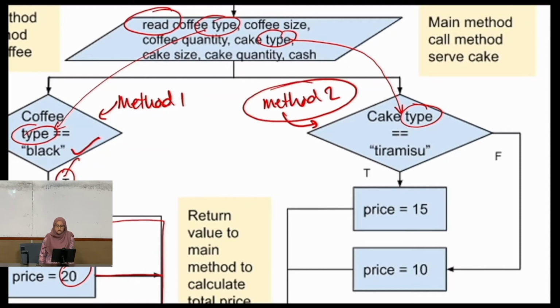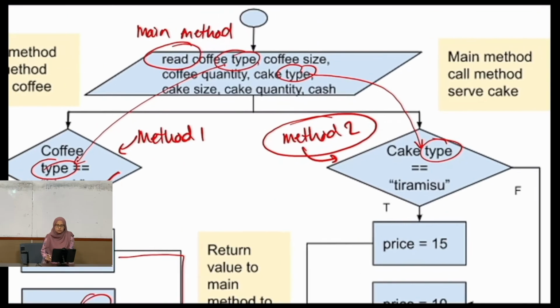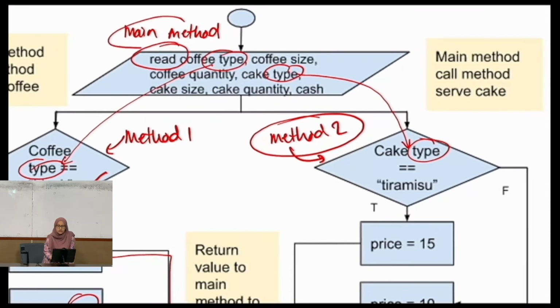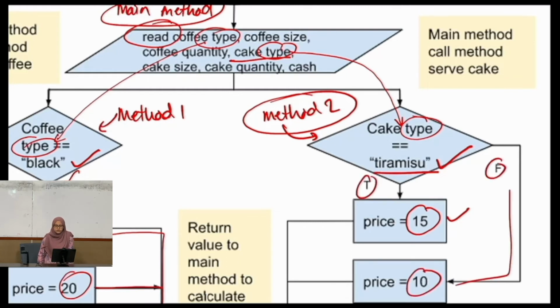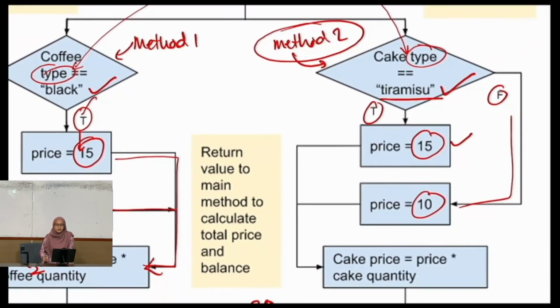Okay, so we go back, and at the same time, we would also take the value of the cake from method 2. Method 2 will check the cake type, whether or not it's tiramisu. If it is tiramisu, then we will set the price to 15 ringgit. If it's not tiramisu, then we will set the price to 10 ringgit. And after that, we will again calculate the price of the cake depending on the quantity ordered by the customer.